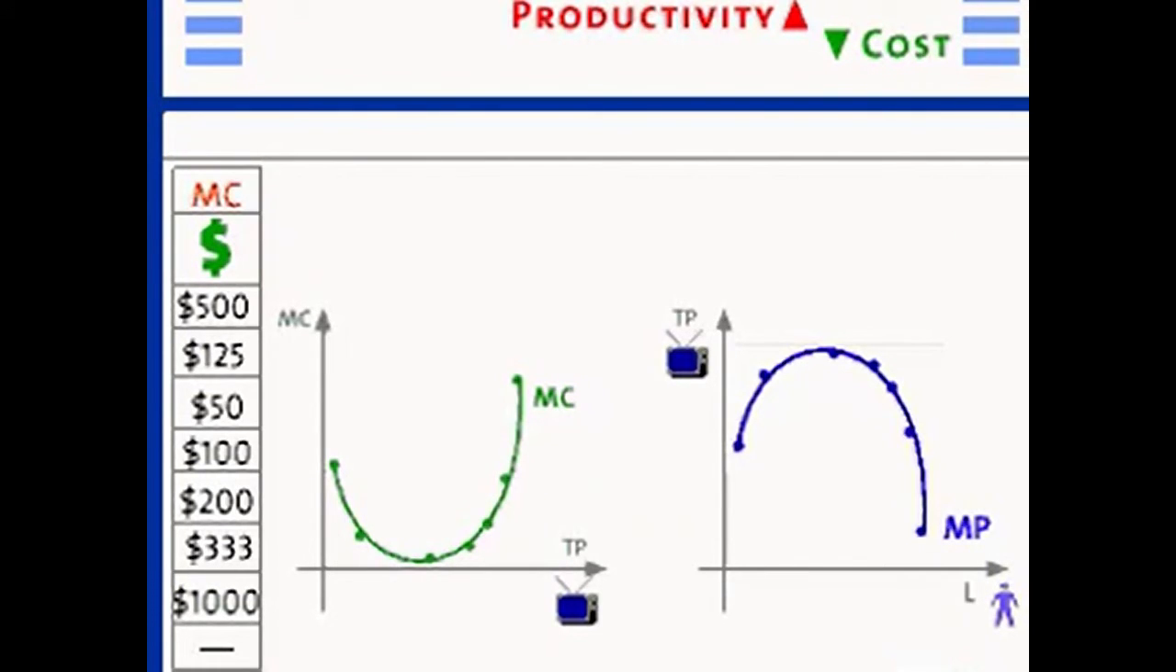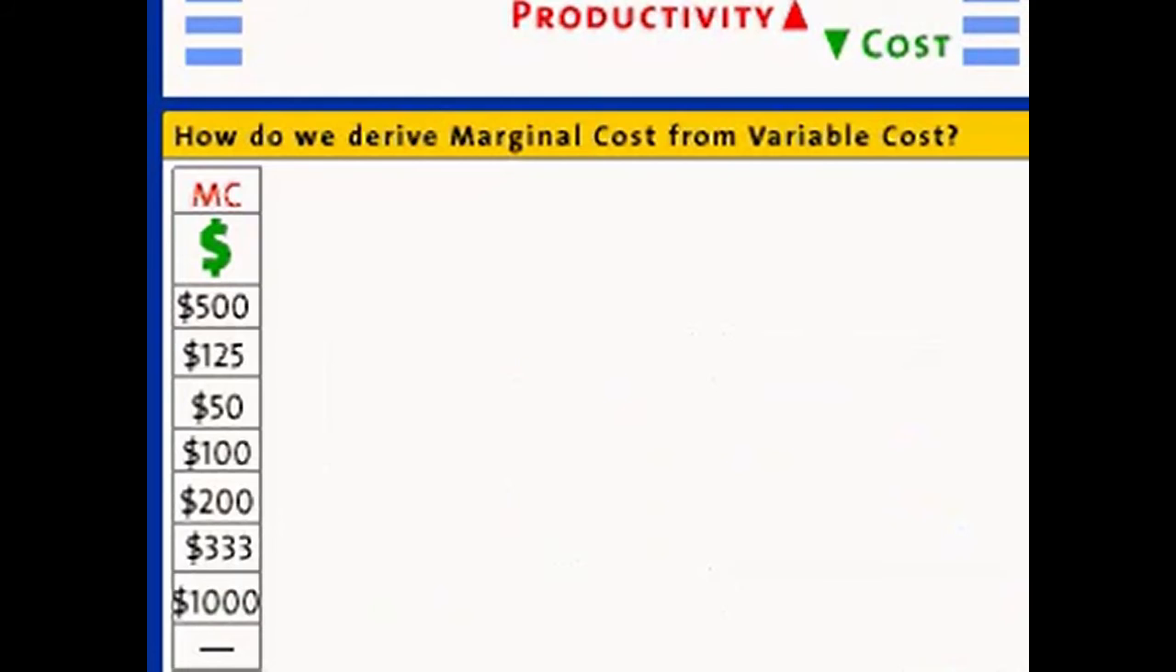Let's look now at the variable cost curve. The variable cost curve shows us how much we have to pay to hire the variable input, labor, that's necessary to produce any given quantity of television sets.